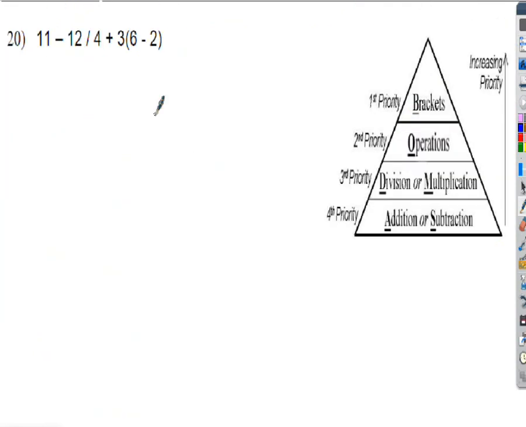The solution to question 20 is going to write this on 2 lines. 11 subtract 12 divided by 4, and we're adding to that 3, and that's multiplied by 6 minus 2 in the brackets. That's 3 multiplied by the bracket. Don't forget, if there's no symbol given to us, we always assume multiplication. Some textbooks also show big dots for multiplication, but there's certainly no need for a symbol there.